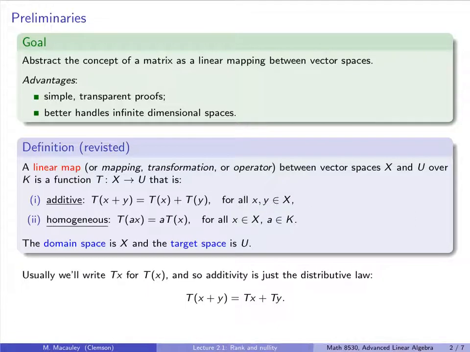Usually, we'll write Tx for T of X. So this additivity property is really just the distributive law. And this second property of being homogeneous is just saying that we can pull out multiplication of constants, and multiplication by scalars commutes. It just means that T of aX equals a times TX if a is a scalar. And of course, that's true. So the notation is sort of suggestive of properties that we often take for granted, but are not going to be true for general functions.